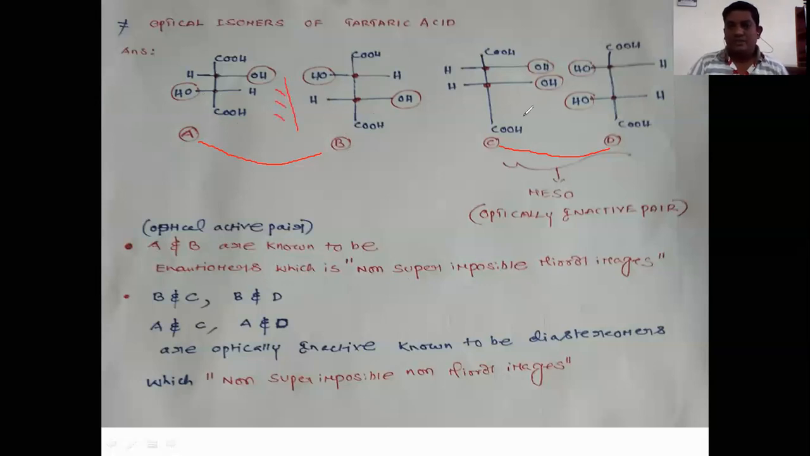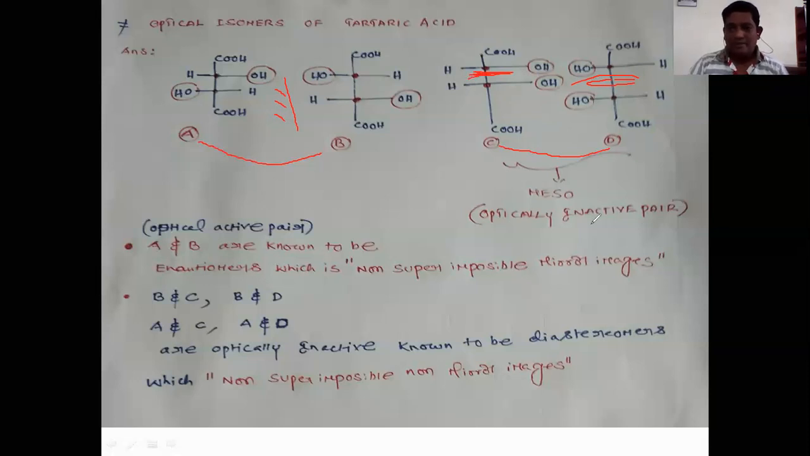But when we are taking C and D, even though both are mirror images and non-superimposable, they are not optically active. Why? Because it contains an internal plane of symmetry. Because of the internal plane of symmetry, it is optically inactive. So C and D, what we're saying is meso. Meso is an optically inactive pair.